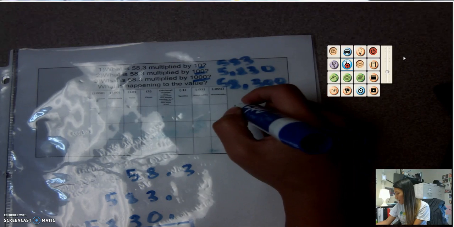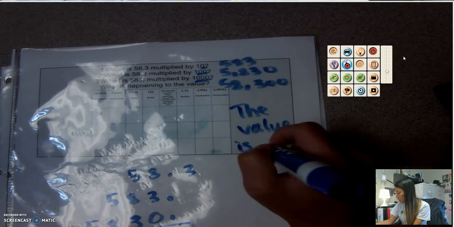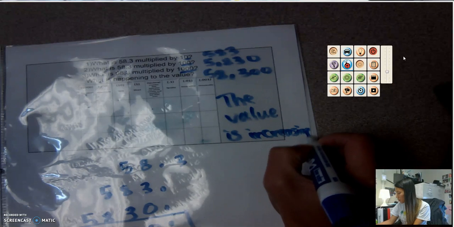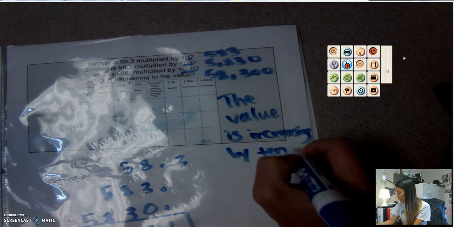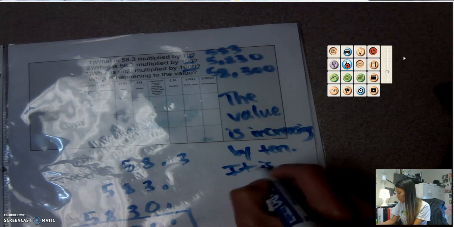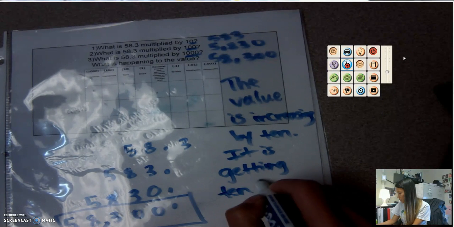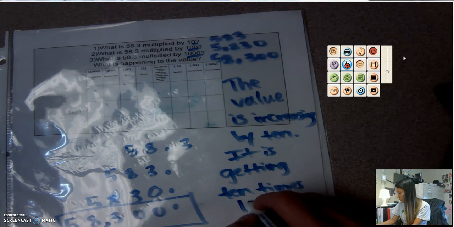So my answer would be, what is happening to the value? The value is increasing by 10, or you can say it is getting 10 times larger.